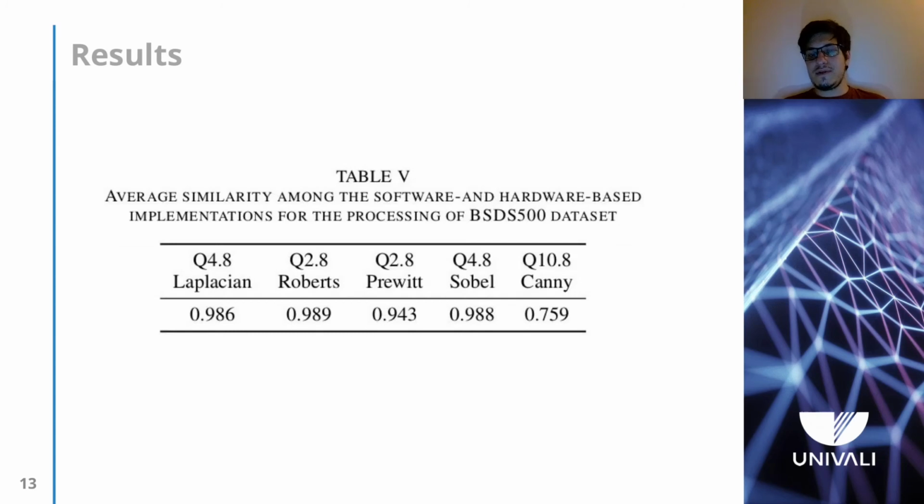Now comparing the results of the hardware implementations on the BSDS 500 dataset, we can see that the Canny implementation dropped a lot more, to 0.75, 0.76 in the precision comparing the software and hardware based implementations, while the others keep their results at a constant level.